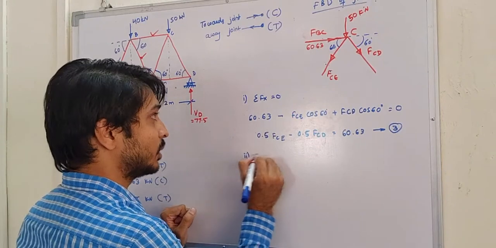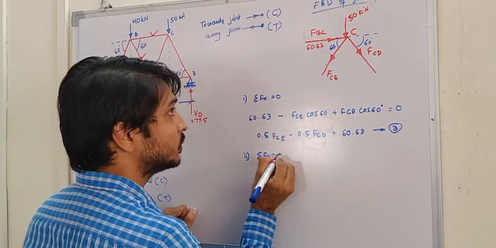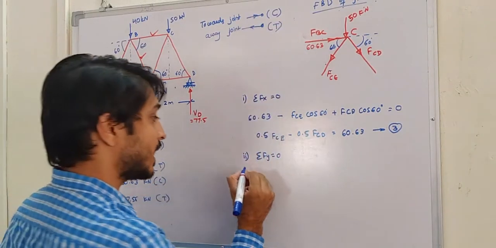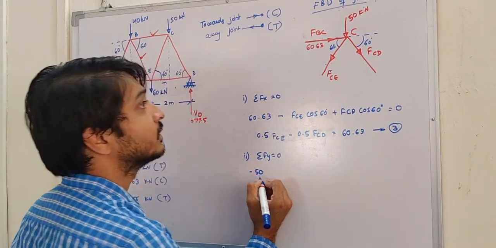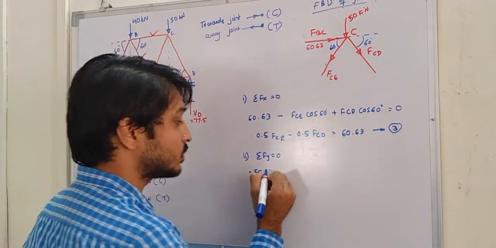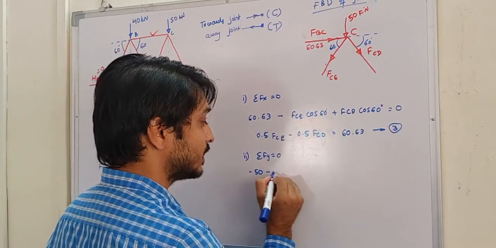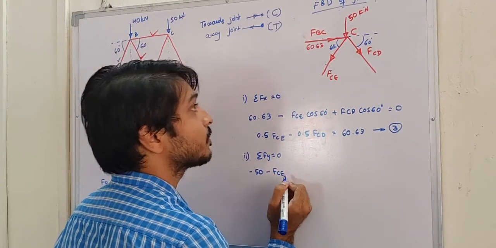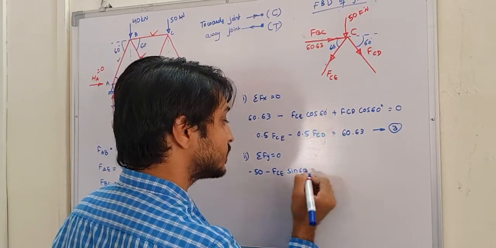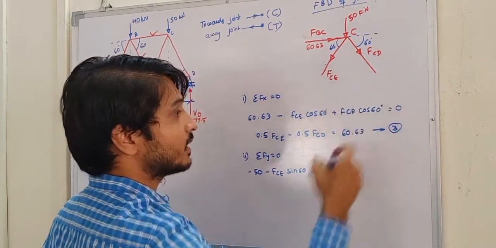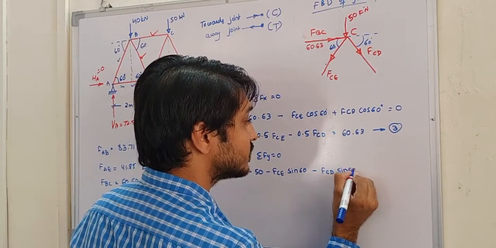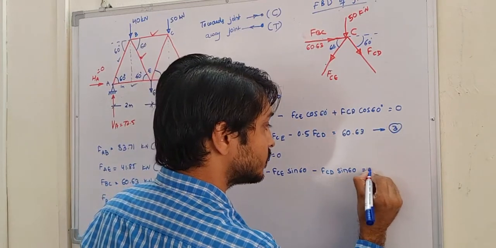And similarly, one more equation, summation of Fy equals to 0. So if I take summation of Fy equals to 0, what we get? One is acting downward, minus 50, correct? And then here this will not come. This will create some vertical resolution of this will be there. That is minus. That is also minus. Minus FCE sine 60. This is minus also. This is minus FCD sine 60, which is equals to 0.